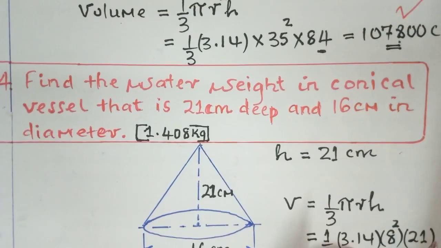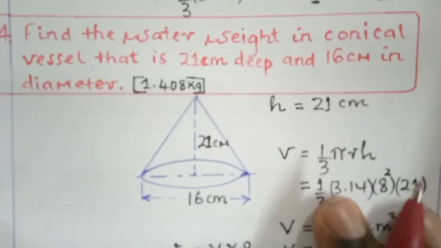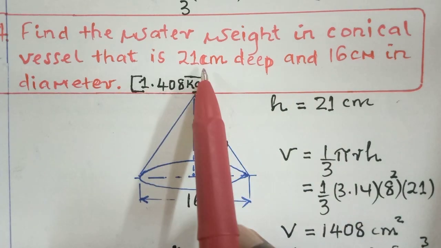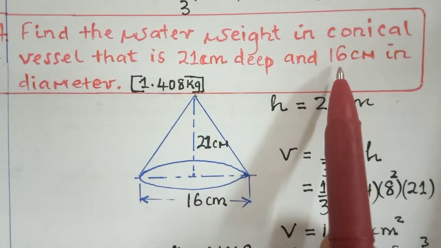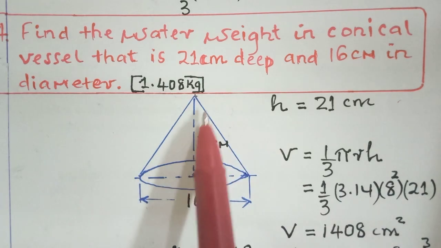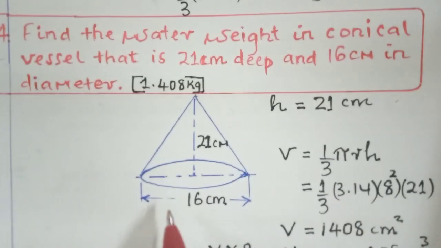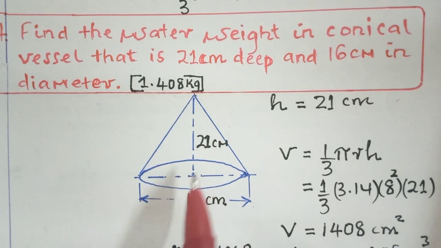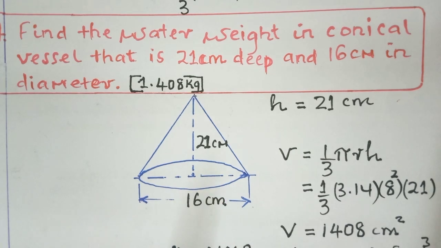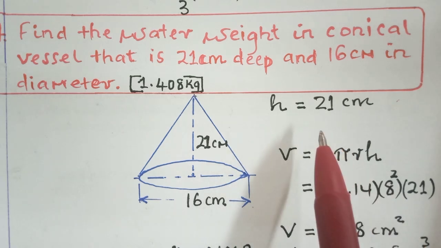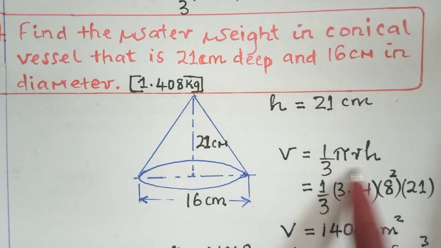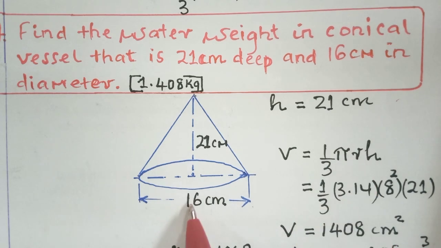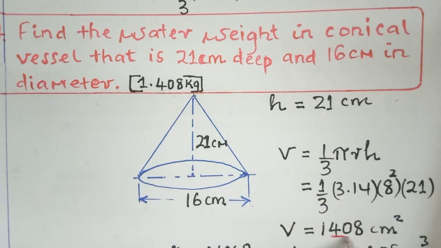Going up to number 4, or the next question, we have: find the water weight in a conical vessel that is 21 centimeter deep and 16 centimeter in diameter. This is our cone, and now we have the diameter 16 and the height we have 21. We are looking for the weight, and guys, we know that the weight is volume multiplied by the density. So we can first of all look for the volume. The volume is given by this. We have pi, we have R, 16 divided by 2, and we have the H, which is 21. So we get the volume here.